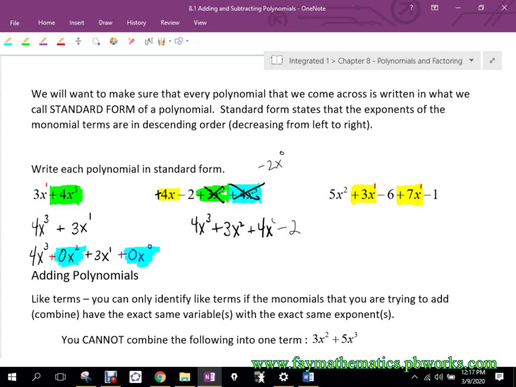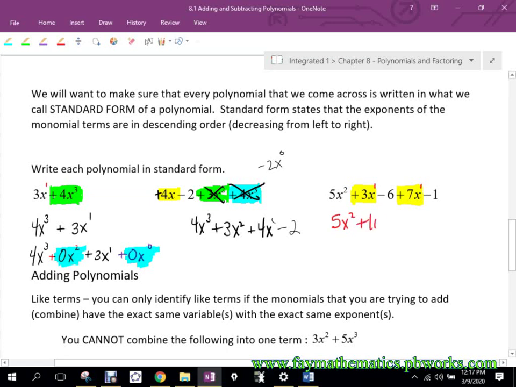For the same reason, 3x and 7x is like taking these 3 K cups and these 7 K cups and merging them together. How many K cups do I have? 10. I got 10. So I can merge those. So let's merge those. Okay, so I've got 5x squared.